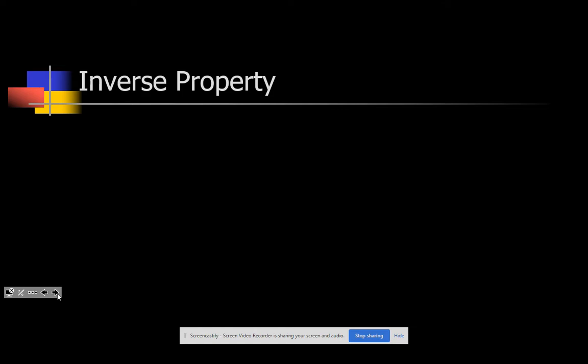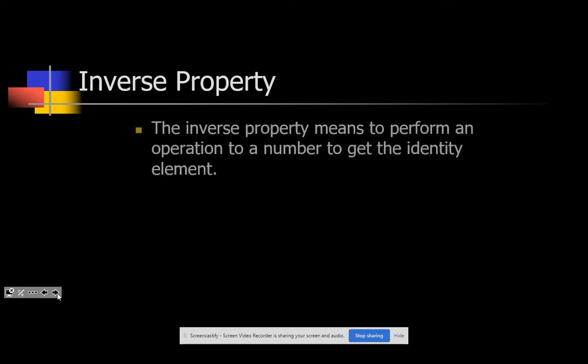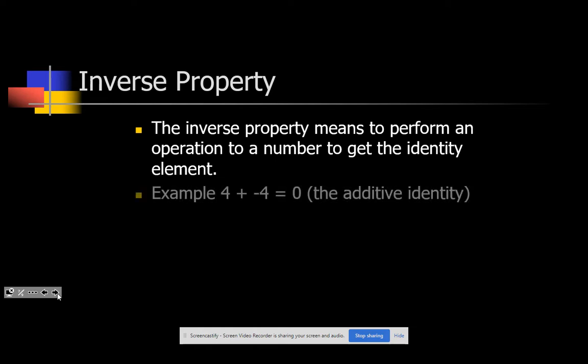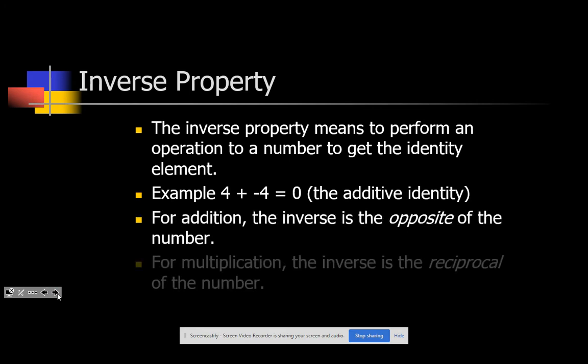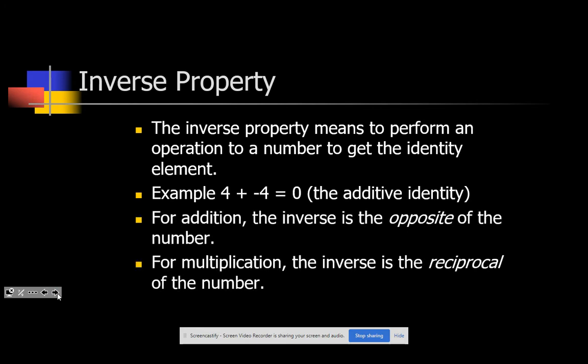The inverse property is arguably the most difficult of all the properties to understand. The inverse property means we're going to perform an operation to any number or variable to get the identity element. So this time we want our identity element to be the answer. For example, if I want 0 to be my answer when I have 4, what do I add to 4 to get to 0? The answer is its opposite, or its additive inverse, which in this case is -4. When I'm working with multiplication or division, the reciprocal, meaning make it a fraction and flip it, is the inverse of the number.